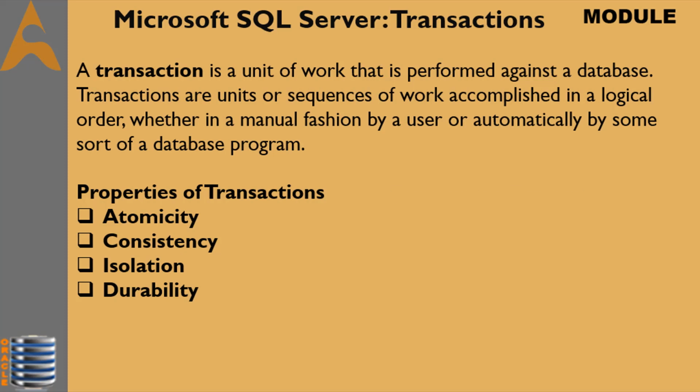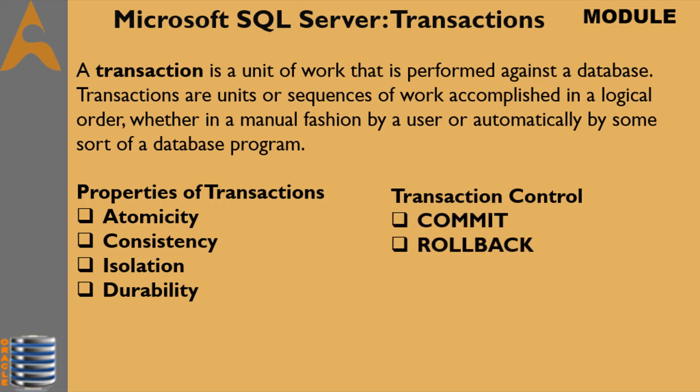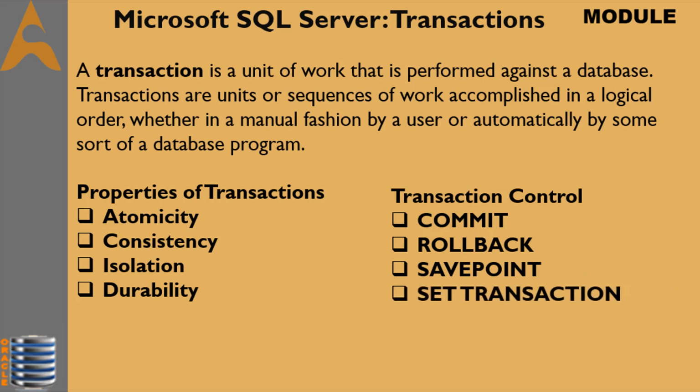Transaction control. There are following commands used to control transactions. Commit to save the changes. Rollback to roll back the changes. SavePoint creates points within groups of transactions in which to roll back. And SetTransaction places a name on a transaction.